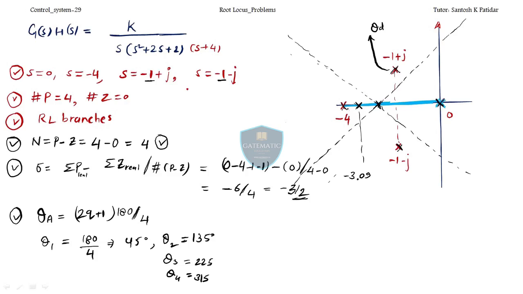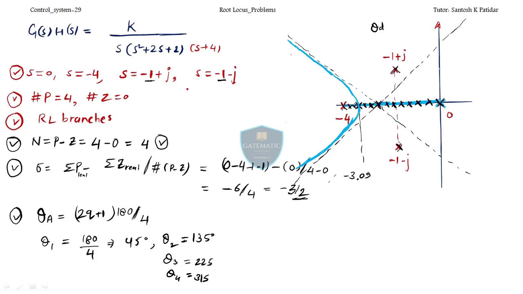What does it mean? This pole will come like this, and at this point they will break and go, one to this side and one to this side. Okay, so this is over.